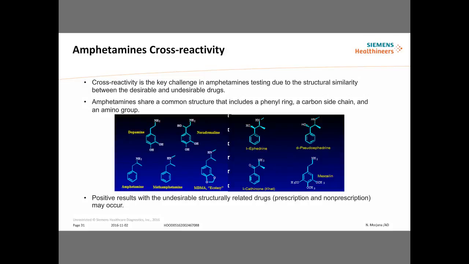Amphetamines share a common structure that includes a phenyl ring, a carbon side chain, and an amino group. As you see here in the picture, the structures of amphetamine, methamphetamine, ephedrine, pseudoephedrine, and so on are quite similar and have the same structural elements. So those drugs are likely to cross-react with the amphetamine assay if your antibody is not very specific.